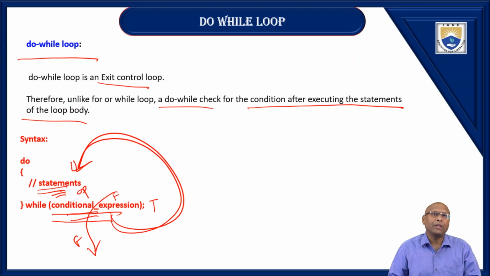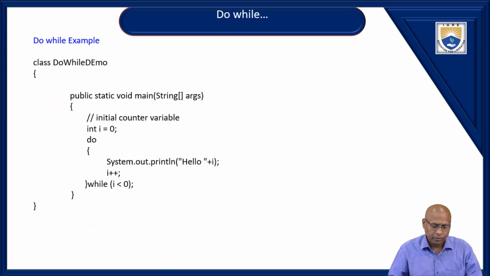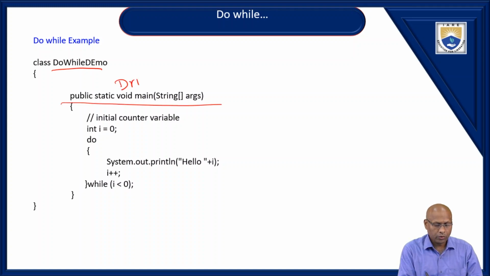Now we'll see a simple example of a do while loop, how you can write a do while loop. I have given a small name, DoWhileDemo. You can give of course any name, but for simplicity I have given the name do while. public static void main(String[] args). This is our driver code, or I can say driver function, because this is the place where the control starts.